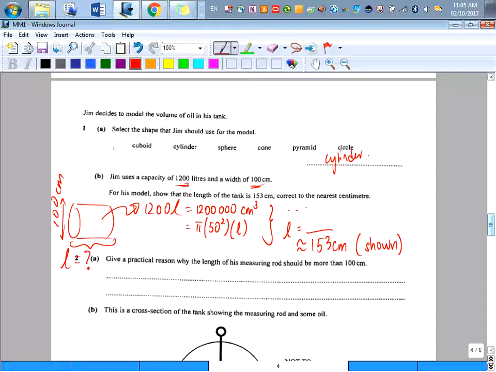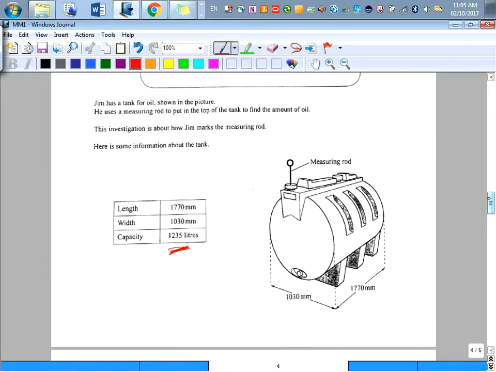Okay, next. Give a practical reason why the length of the measuring rod should be more than 100 cm. This is the measuring rod. How this works is that the rod is initially shiny. Then you dip it into the tank, which is filled with oil, which is sticky and black. You take it out, then look at how much of the rod is stained with the oil. Then you know how much oil is inside, because it is not transparent and you can't look inside. It's similar to car engines; they use the same way to check the engine oil.